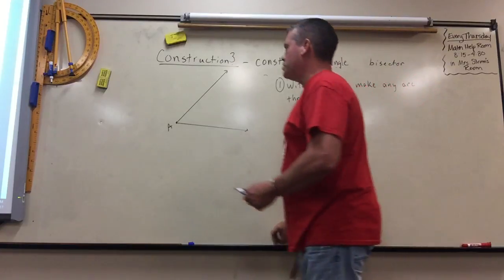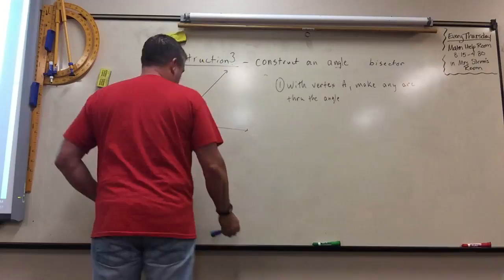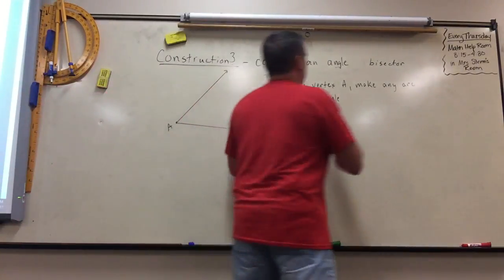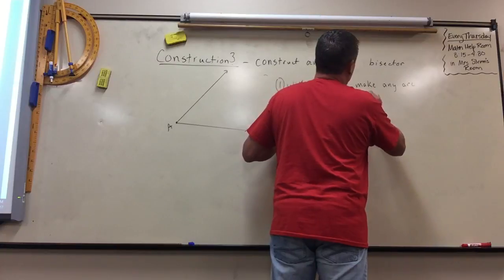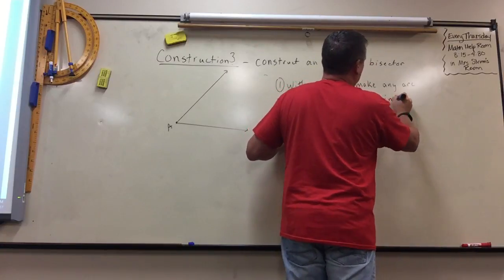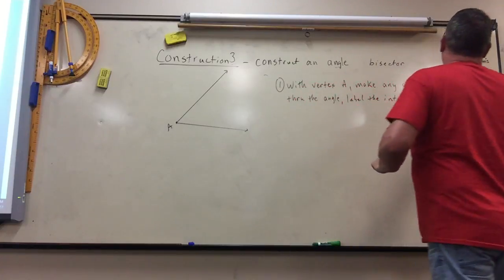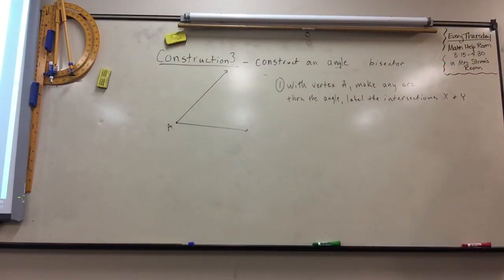So here's the first step. With vertex A, make any arc through the angle, label the intersections X and Y.